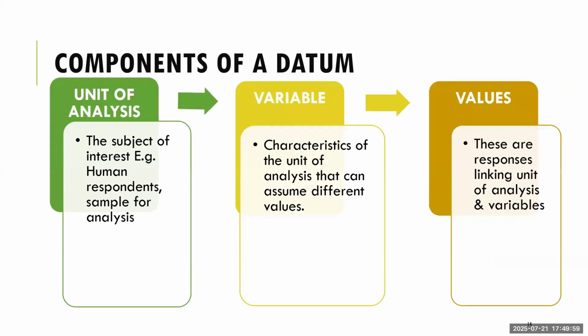But let's look at the components of a datum. We have the unit of analysis, we have the variable, and we have the values. So what is the unit of analysis? The unit of analysis is the subject of interest. For example, you want to measure the weight of the postgraduate students. So the postgraduate students will be the unit of analysis. And it's important to note that the unit of analysis must not always be living participants.